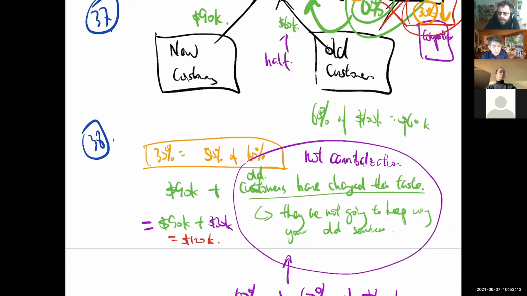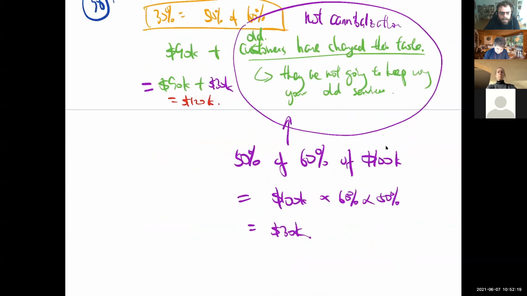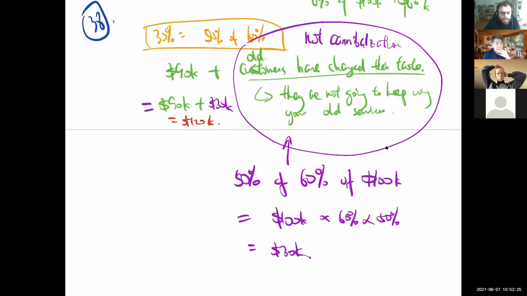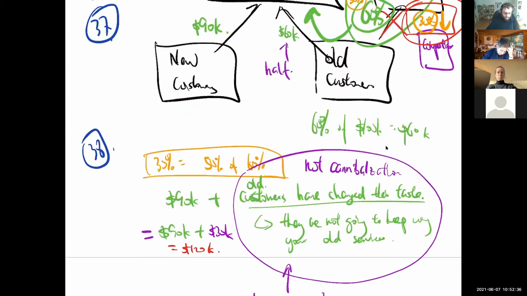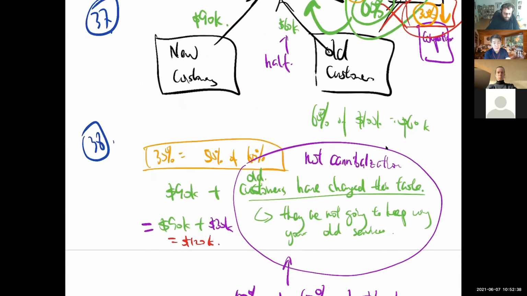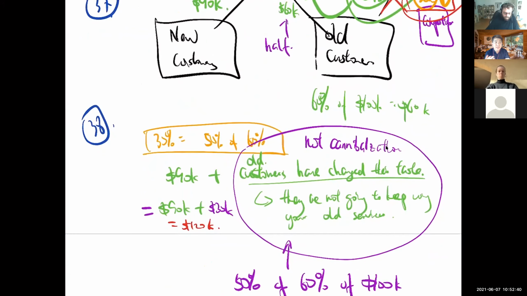So Celestian is asking why it is 30% times 100K. The 30% times 100K comes from 100K times 60% times 50%. And then Matt asks, why don't you subtract 30 grand? You could subtract 30 grand. It's the same thing, right? In this case, the numbers are the same.